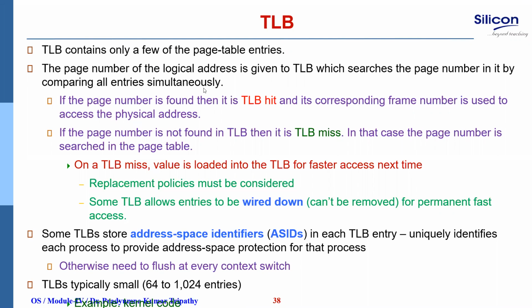The page number of the logical address is given to the TLB, which searches the page number in it by comparing all entries simultaneously. So this searching is very fast, because it uses associative memory, where all locations are searched in parallel, right? Simultaneously all locations are matched and compared. If the page number is found, then it is a hit. If it is not found, it is a miss. Correct? And this is the concept of the TLB.